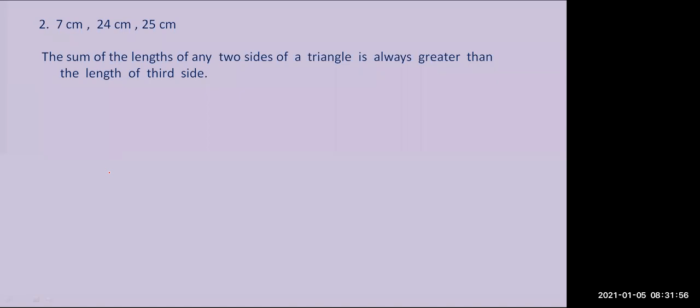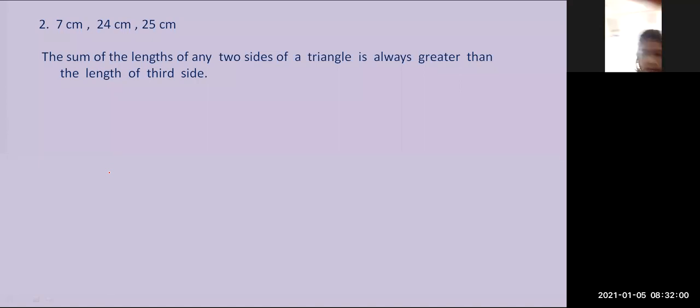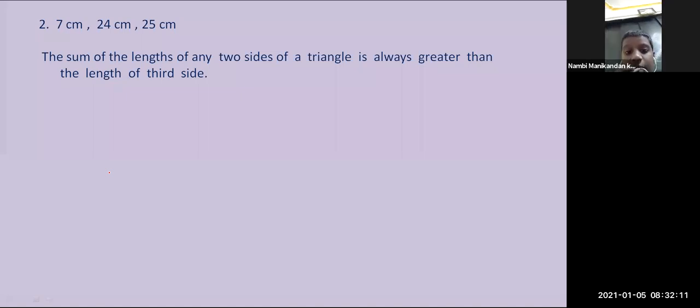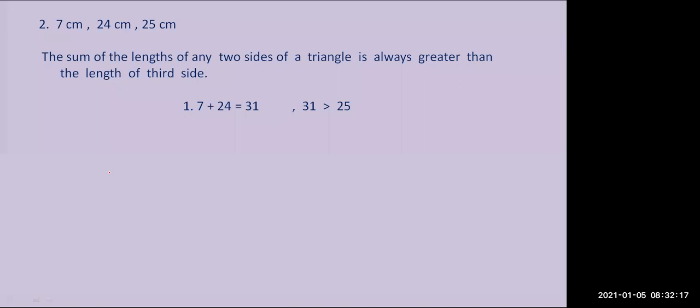Answer will be, what is 7 plus 24? 31. Very good. 7 plus 24 is 31. So 31 is greater than 25 or less than 25? Greater than 25. Very good. So 7 plus 24 is 31 and 31 is greater than 25.